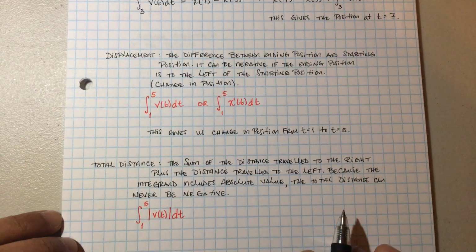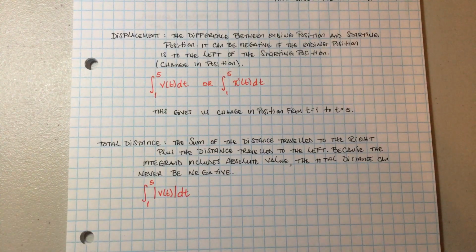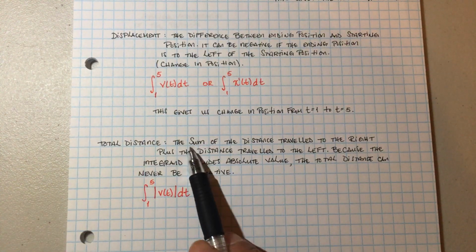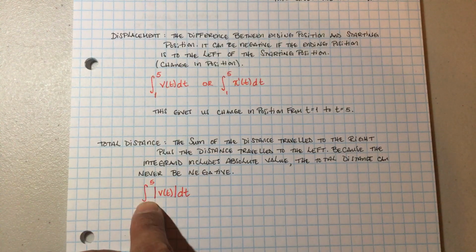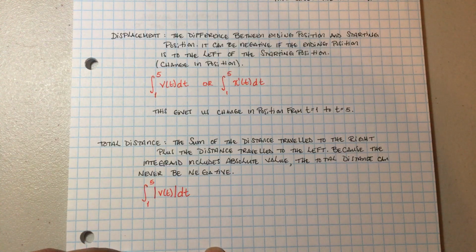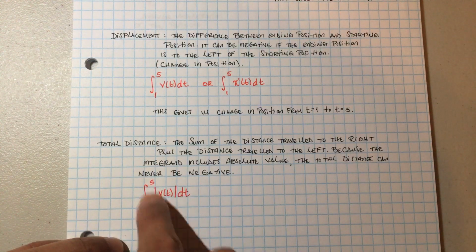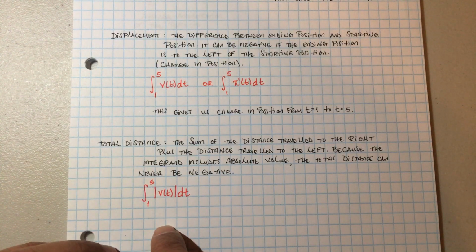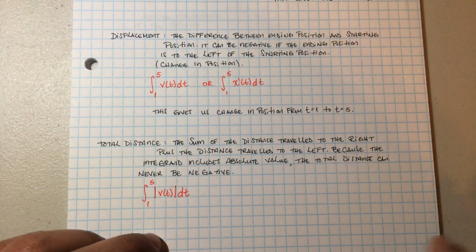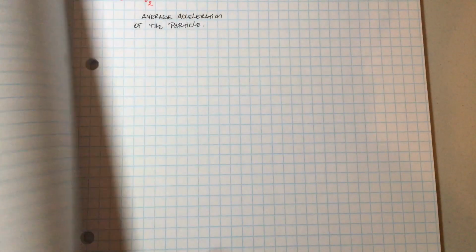And then the next one is total distance. Total distance, easy. Remember, it's absolute value. This is the sum total of all the distances traveled, going to the right, going to the left. And because the integrand is an absolute value, it's only going to be positive. And that makes sense. Total distance is going to be positive. It can never be negative.